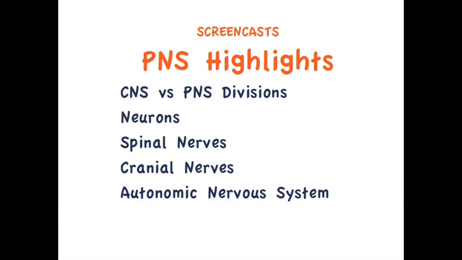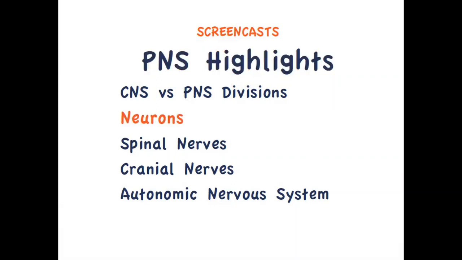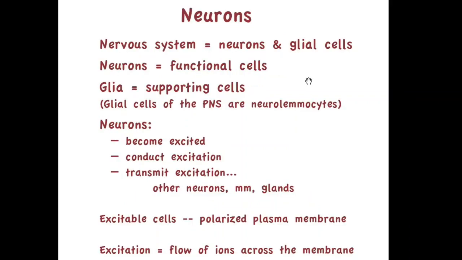Peripheral Nervous System Highlight screencast will introduce neurons and neurohistology. The screencast is intended to provide background information for appreciating spinal nerves, cranial nerves, and the autonomic nervous system, which together comprise the peripheral nervous system.